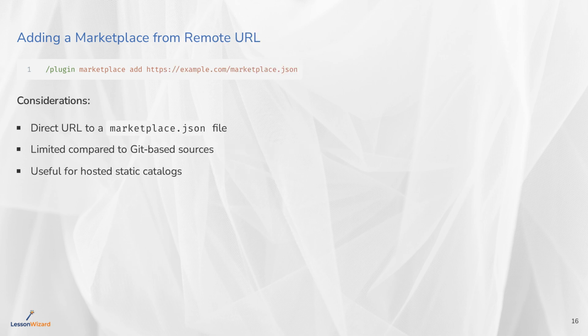Remote URLs let you add a marketplace without a Git repository. Point the command at a publicly accessible marketplace.json. This method is handy for simple, static catalogs, but lacks version control features of Git sources.